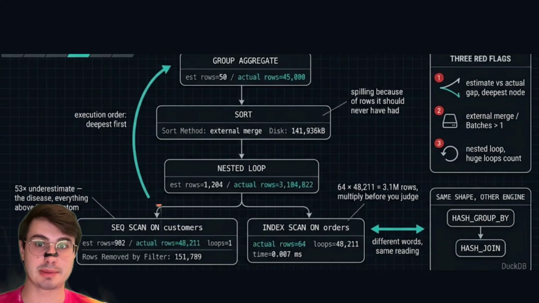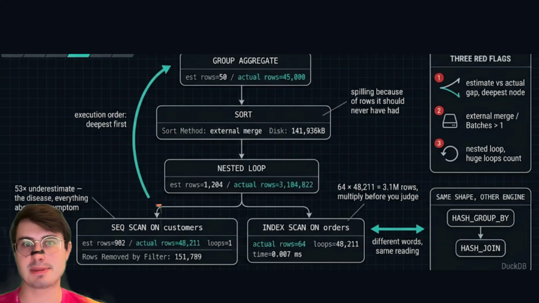A is the estimated startup cost, the work before the first row can come out. B is the estimated total cost for all rows. For a sequential scan, startup is near zero because the rows come out immediately. But for a sort, startup is high because a sort can't emit anything until it has seen everything. And that's why sorts and hash aggregates are called blocking operators, and why they're the nodes that make a query slow to return its first row, even when the total throughput is fine.